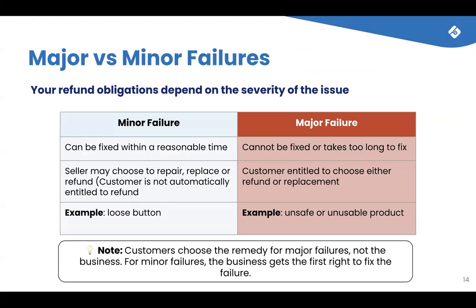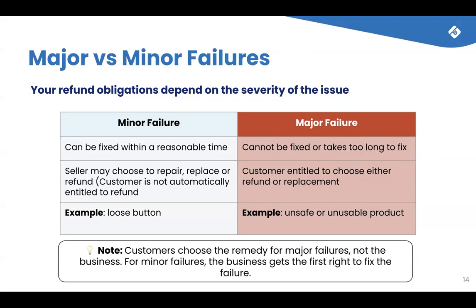A minor failure is something that can be fixed within reasonable time. In that case, the business generally has the first right to choose to repair, replace, or otherwise remedy the issue. The customer is not automatically entitled to a refund. A simple example might be you are selling a shirt that has a loose button and it has no other flaws. So it's just a very minor issue that can be easily fixed.